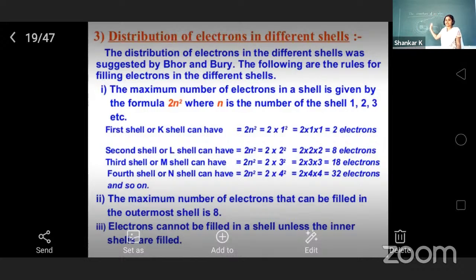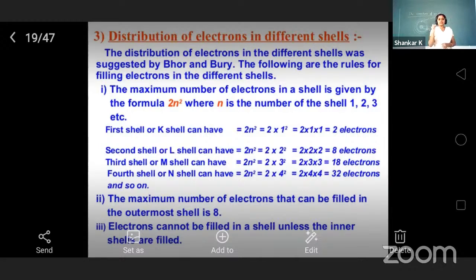The orbits and shells hold a fixed number of electrons, so we have to represent only that fixed number. The distribution of electrons in the different shells was suggested by the scientists Bohr and Bury. The following are the rules for filling electrons in the different shells. The maximum number of electrons in a shell is given by the formula 2n squared.